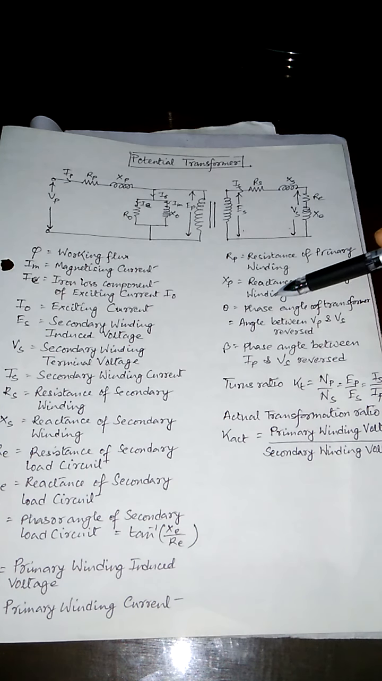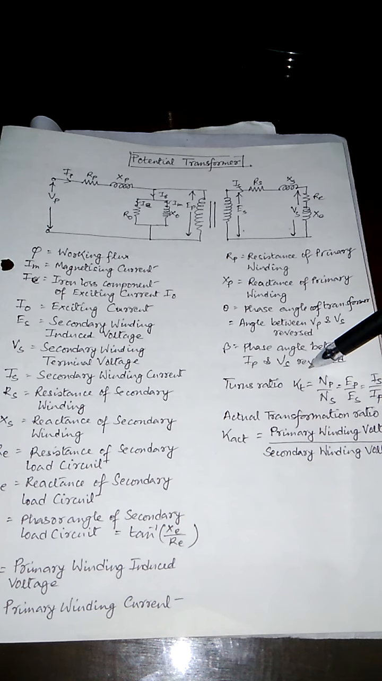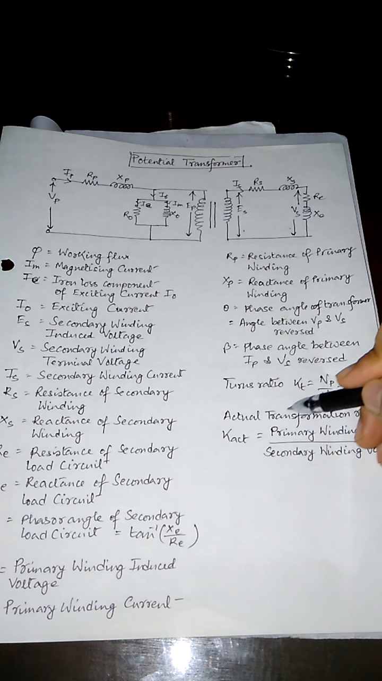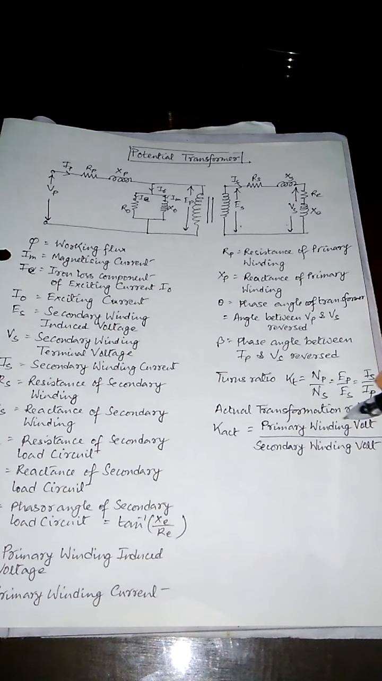Here we are considering the phase angle theta, which is the angle between Vp and Vs reversed. Actually, we get this from the phasor diagram. Beta is the phase angle between Ip and Vs reversed. We know the turns ratio for the potential transformer is the turns of the primary winding to the turns of the secondary winding. The actual transformation ratio, which we will discuss today, is the primary winding voltage divided by the secondary winding voltage.